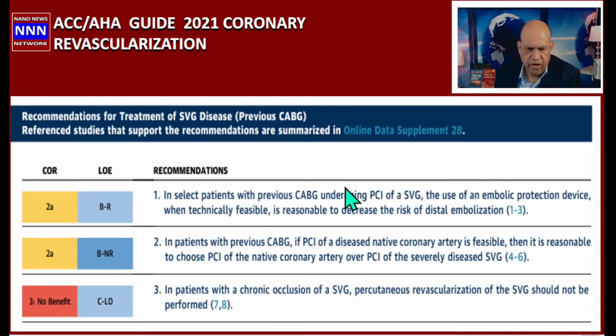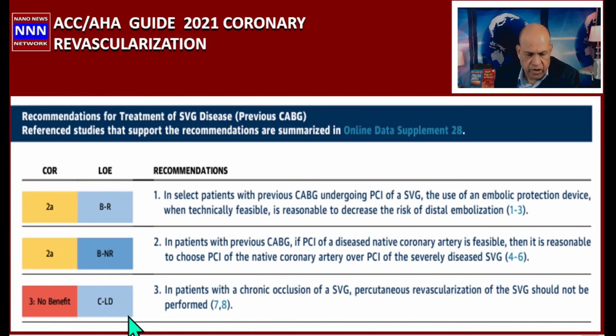For saphenous vein disease, saphenous vein grafts are the most challenging ones. They have a cheesy material, and every time you put a wire or a balloon or inflate anything, all the cheesy material just goes downstream like a shower, and it creates a lot of microemboli. So it is not a very pleasant situation to deal with saphenous vein grafts, but still we can get reasonable results in select patients with previous CABG undergoing PCI of saphenous vein graft. The use of embolic protection device, when technically feasible, is reasonable to reduce the risk of distal embolization. So if we have access to preventing distal embolization, that is something we need to take into account.